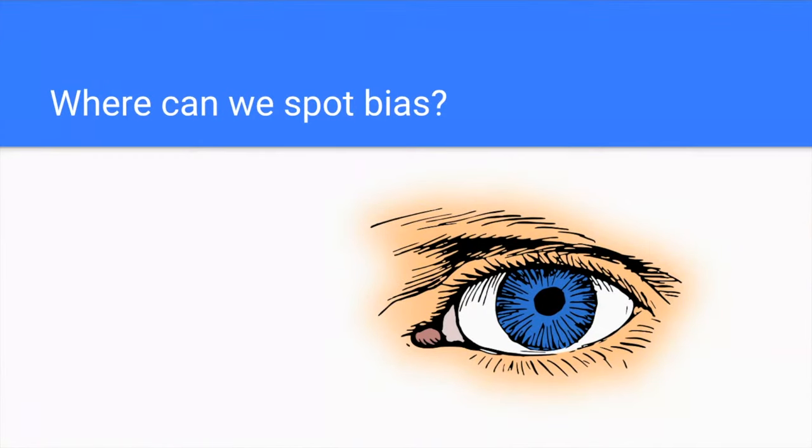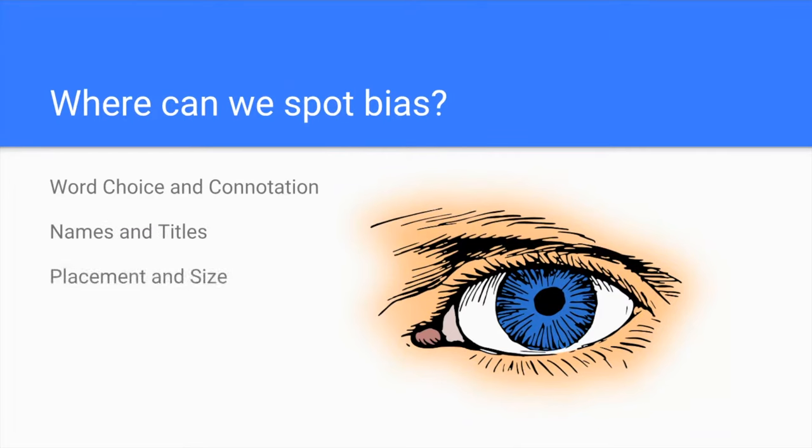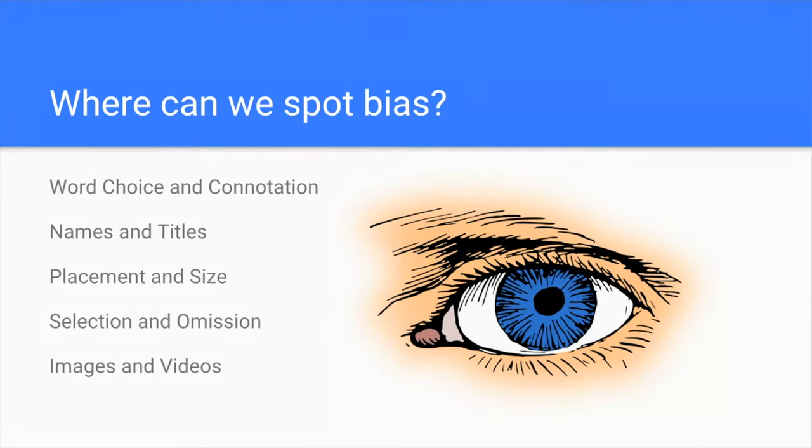So let's look at the different ways we can spot bias. One is word choice and connotation. Two, names and titles. Three, placement and size. Four, selection and omission. And five, images and videos. We'll break those down a bit more.